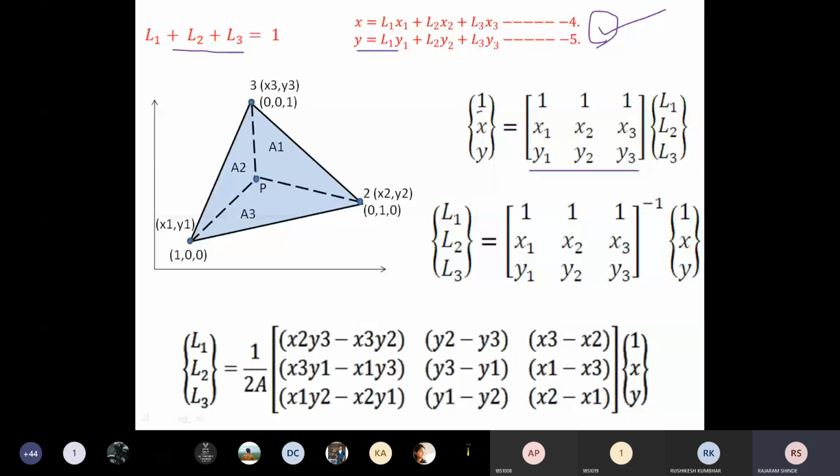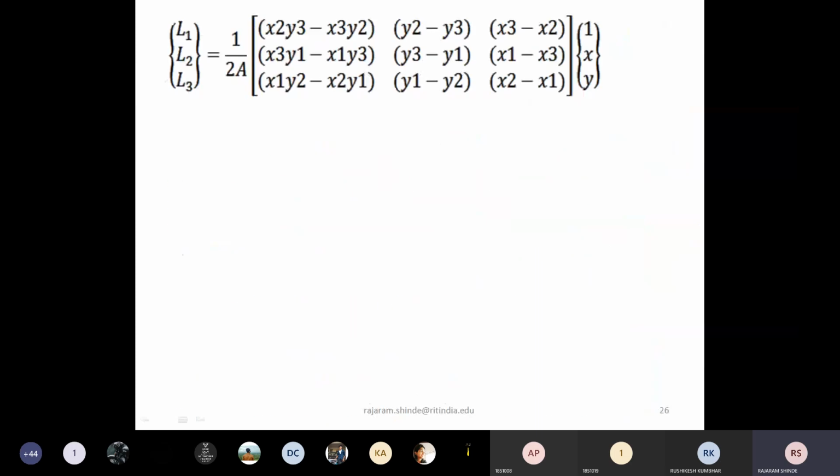Now this is the inverse of this matrix 1, 1, 1, x1, x2, x3, y1, y2, y3, and this is the inverse of that X matrix, and L1, L2, L3 is equal to this into 1, x, y. Now you see here, this inverse I will take on the next slide. Now if I write the equation for L1, what you will get here is x2 y3 plus y2 y3 into x plus x3 minus x2 into y, and the whole divided by 2A.